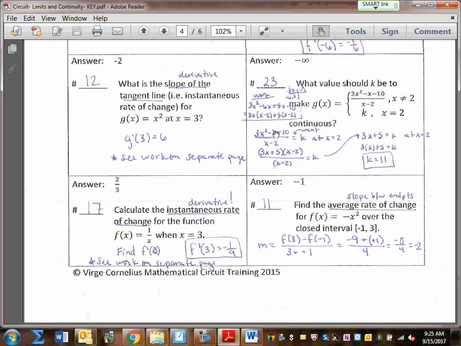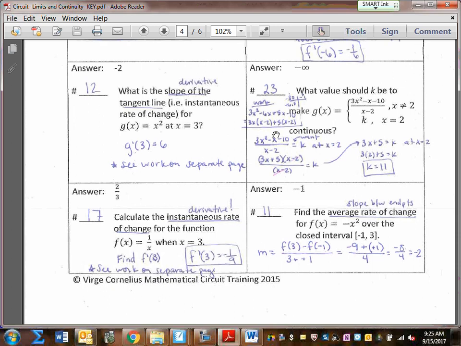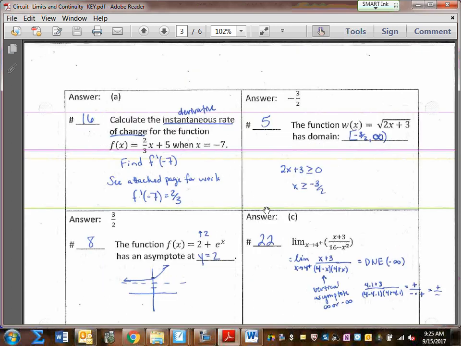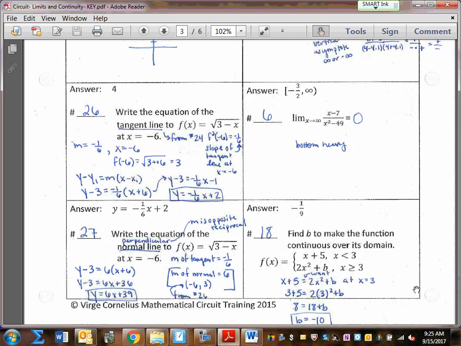So they would ask something like this. What is the slope of the tangent line? That wasn't bad. We knew that meant derivative. But then they would ask for the equation of the tangent line to our function.